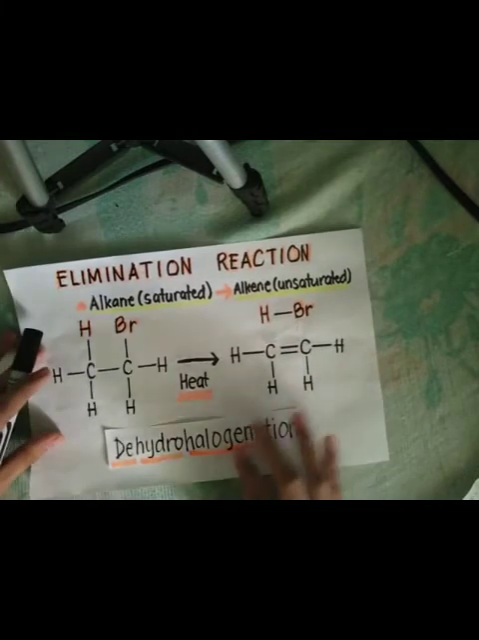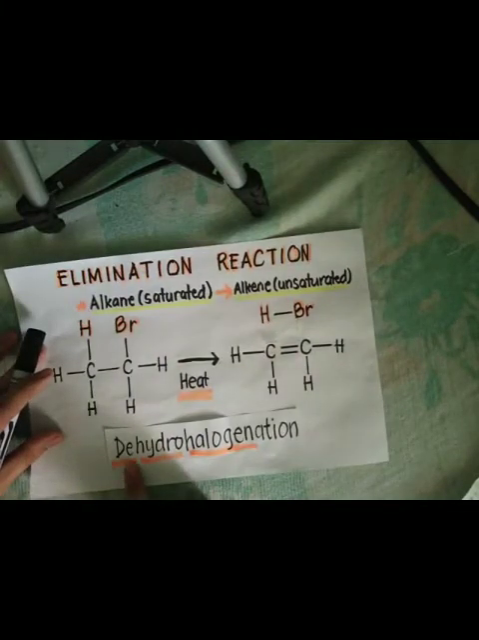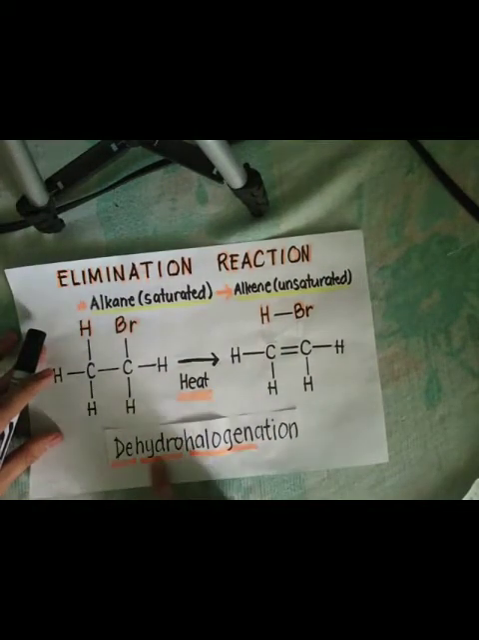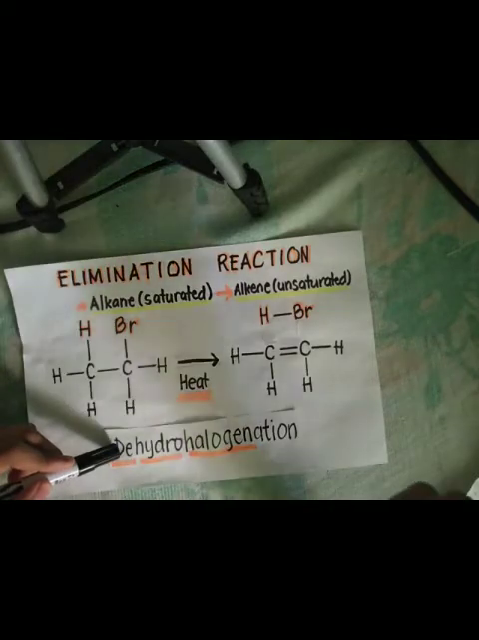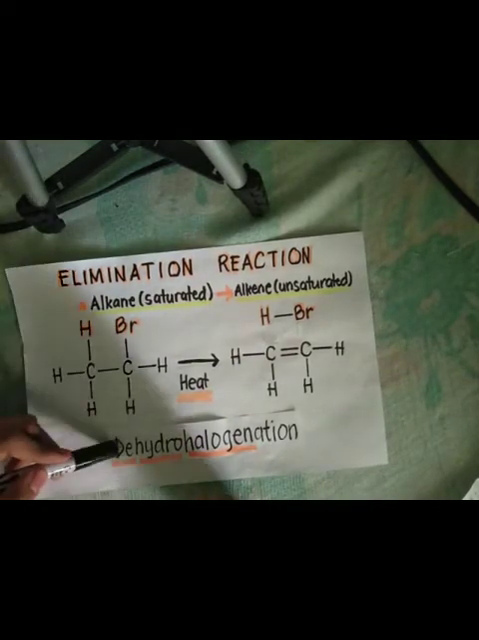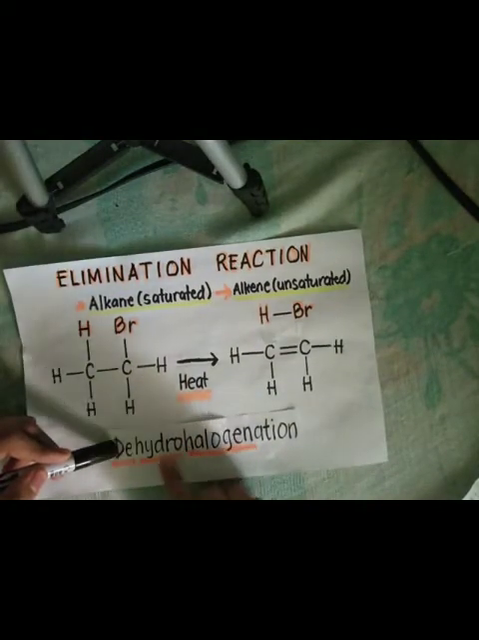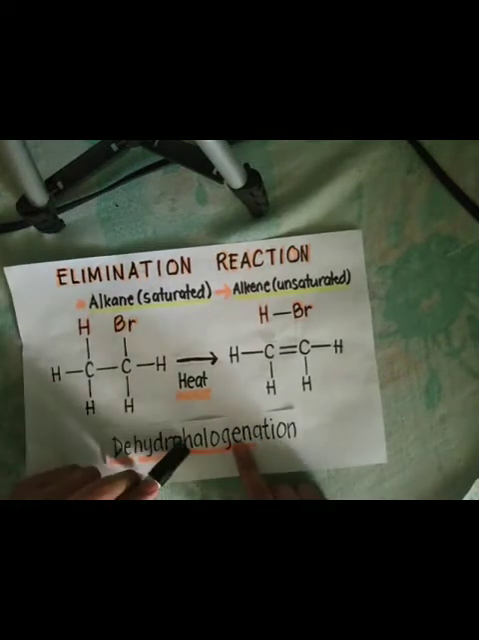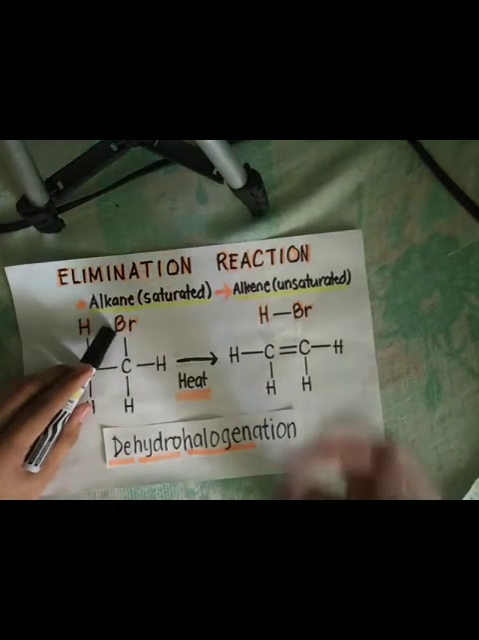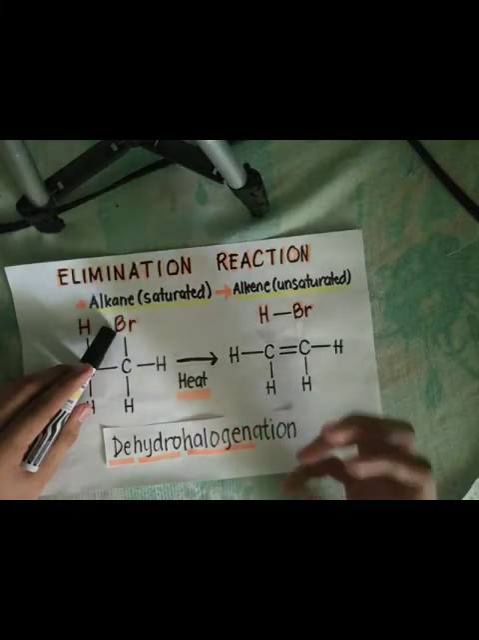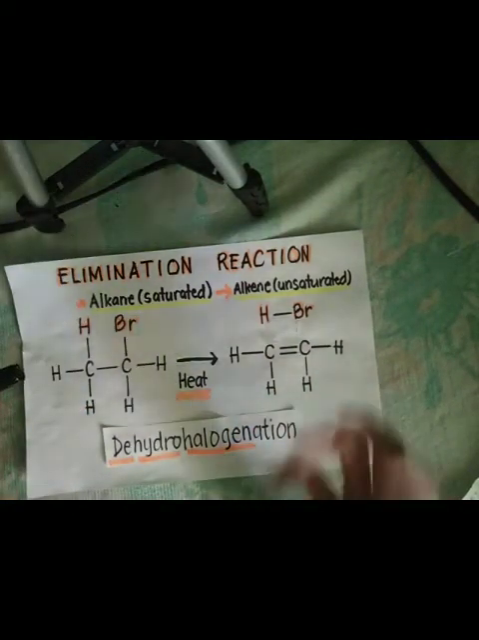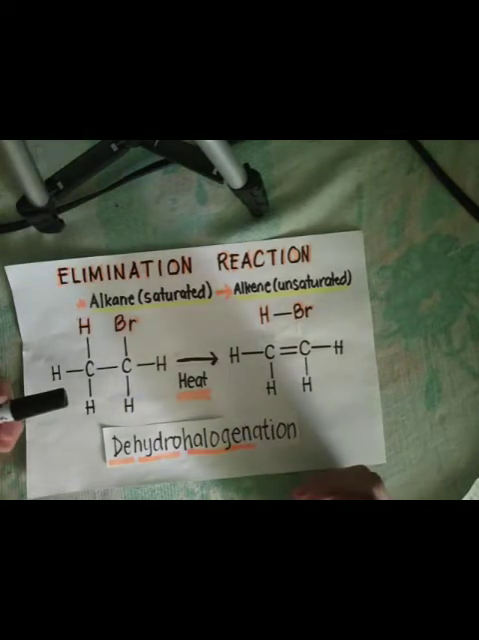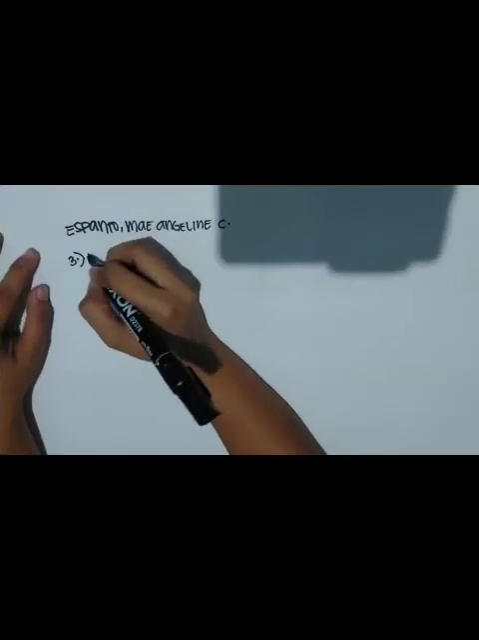So as you could see here, we have this term called dehydrohalogenation. What does this term mean? When we say de, it means taking hydrogen or taking things. When we say hydro, it means hydrogen, and halogen is bromine, because as we all know, bromine is an example of halogen. So this is an example of elimination reaction.